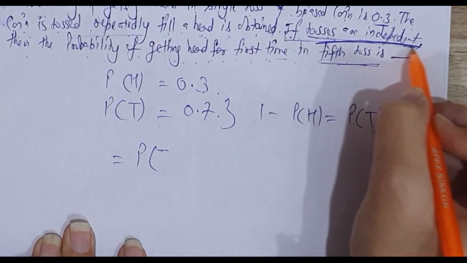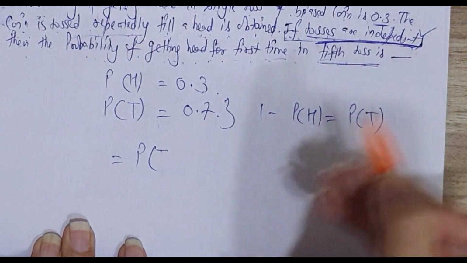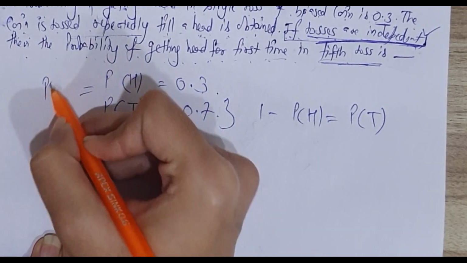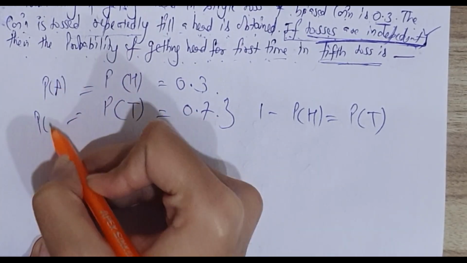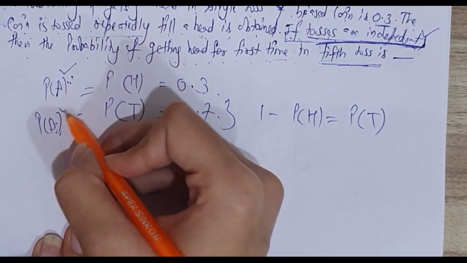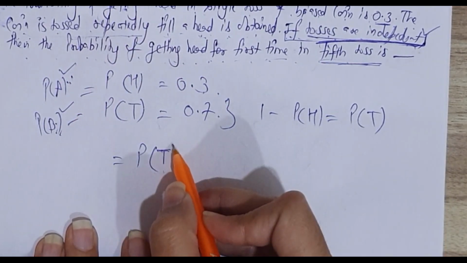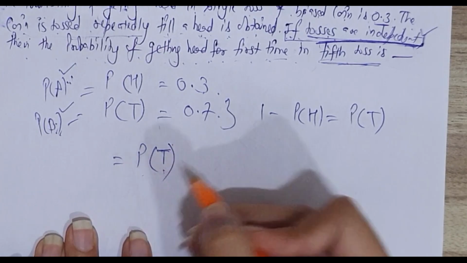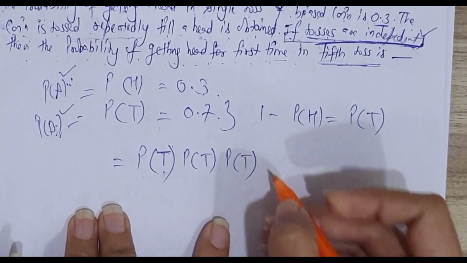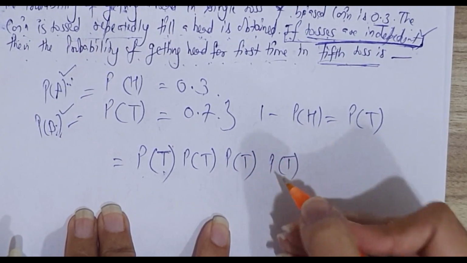They are saying this is an independent event. If this is an independent event, it means that the probability of this is P(A), this is P(B). In independent events, we multiply the probability of A and the probability of B, that is, the probability of getting tail the first time, multiplied by the probability of getting tail the second time, the third time, and the fourth time.